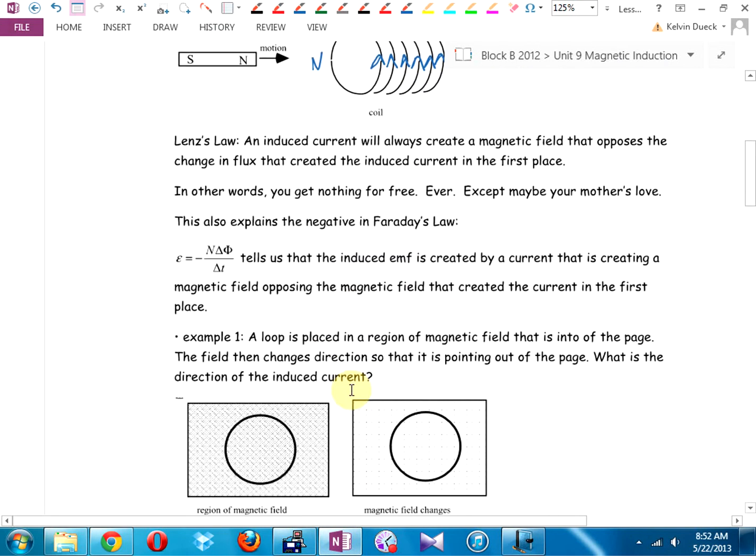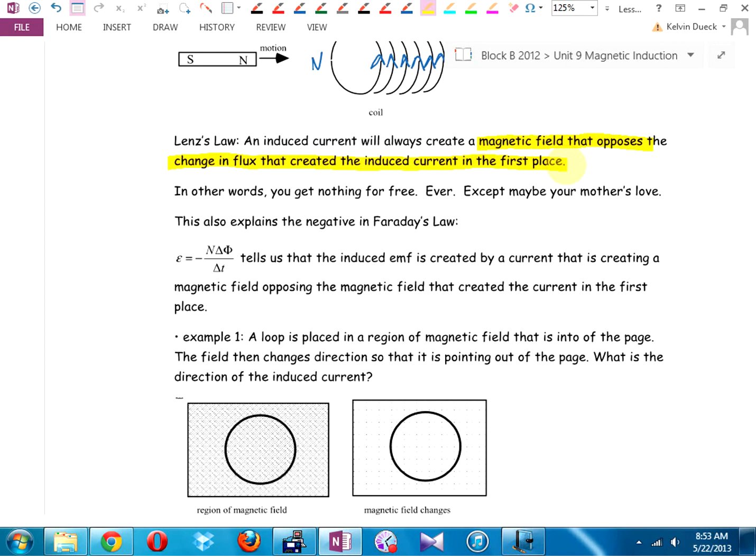This is Lenz's law. You need to know it. It's not an equation. It's not on your formula sheet. It's given in English. Like I said, Faraday liked English rules. An induced current will always create a magnetic field that opposes the change in flux that created the induced current in the first place. In other words, you get nothing for free, ever, except maybe your mother's love. Maybe.